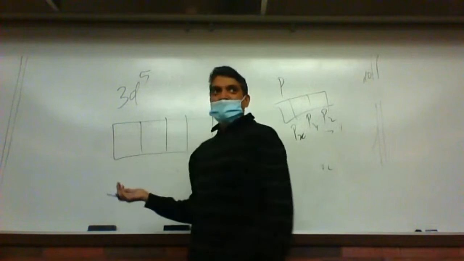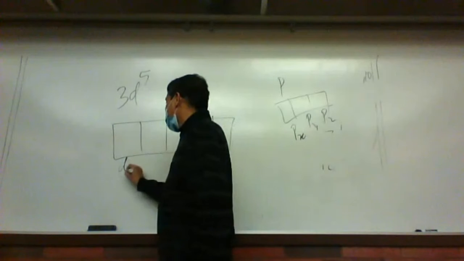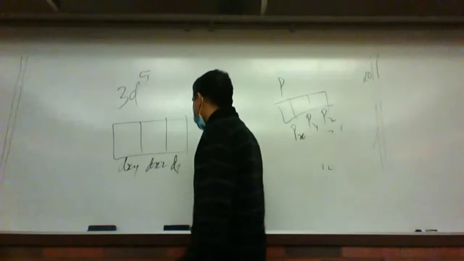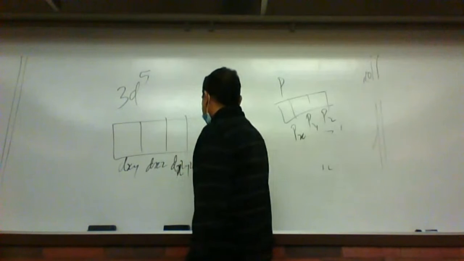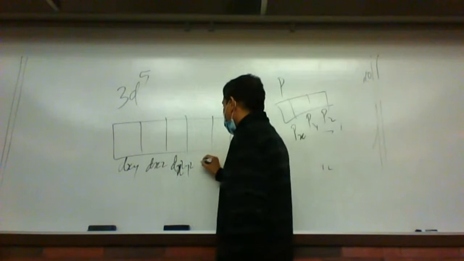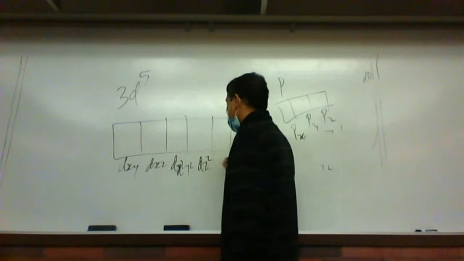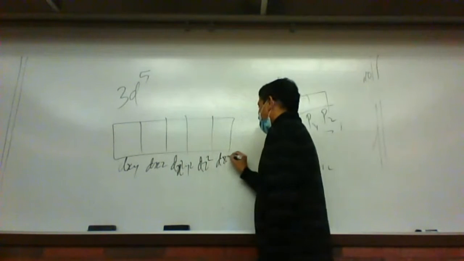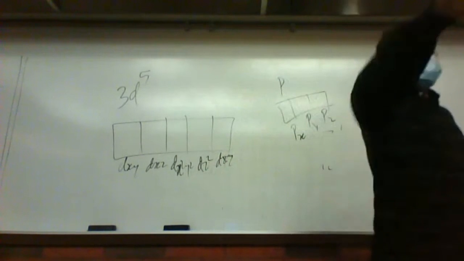If you want to name this one, you don't have to, but this is called dxy, this is called dxz, this is called dyz, dx square minus y square, and this is dz square. So there are 5: dxy, dxz, dyz. Yeah, there are 5 sheets.